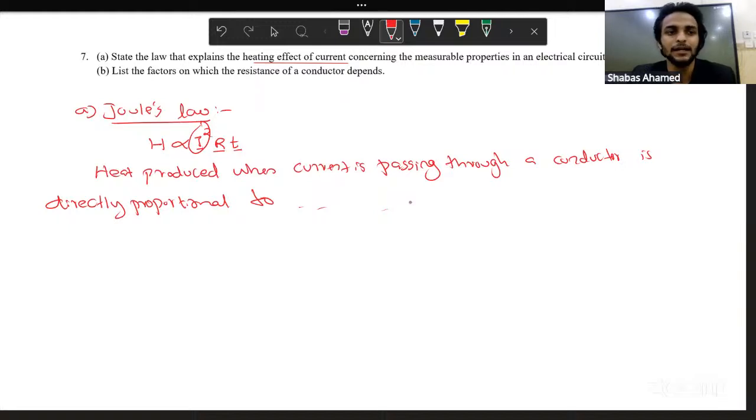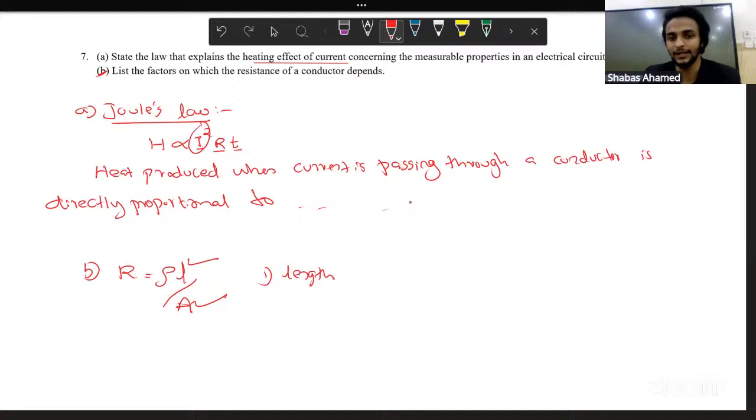Then next one, list the factors on which the resistance of a conductor depends. That means you already know resistance is equal to rho L by A. All the dependent factors are here in this equation. So the first one is, let's take the length.